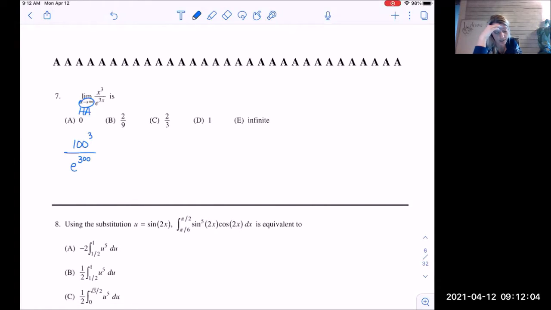We're probably not approaching a specific value. We're probably either approaching 0 or approaching infinity. So e to the 300 is going to be huge, right? e to the 300 is going to be bigger than 10 to the third or 100 to the third. This is huge. And if the bottom number keeps getting bigger and bigger, if the bottom number gets huge, we're approaching 0.